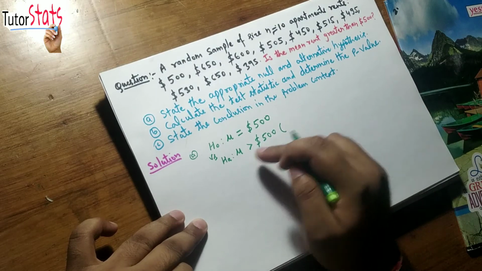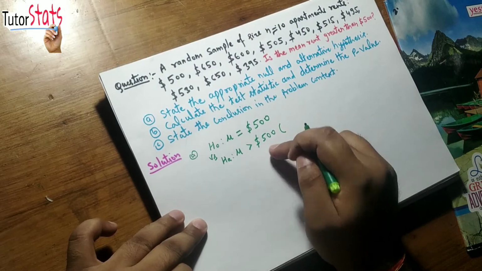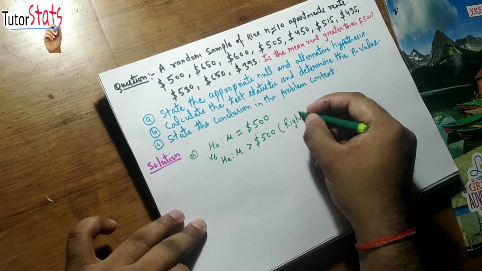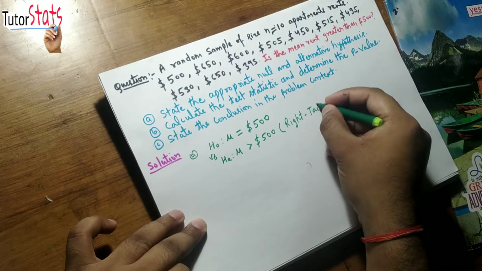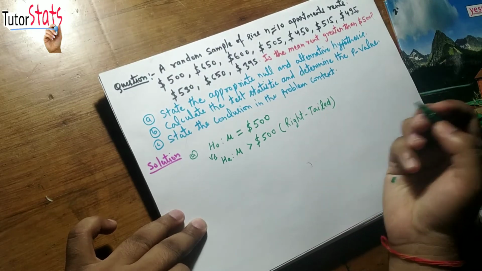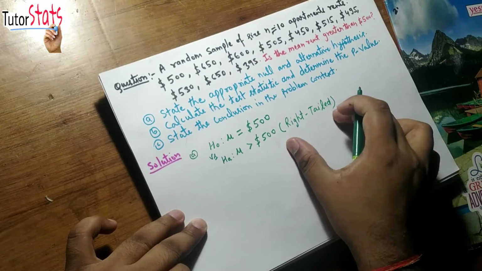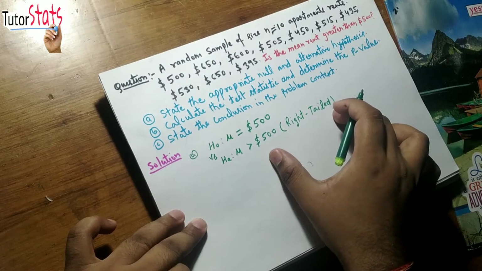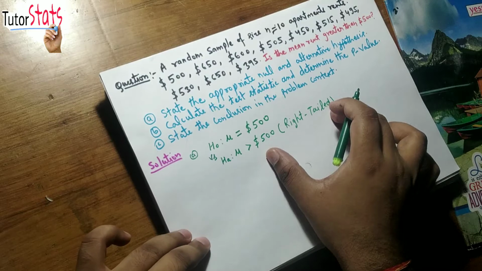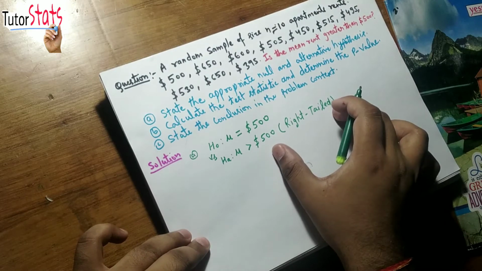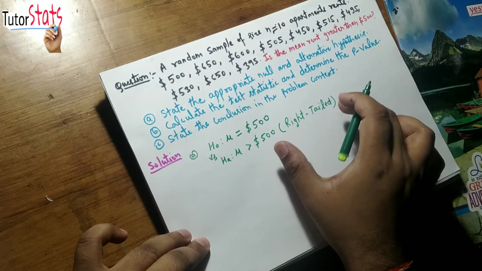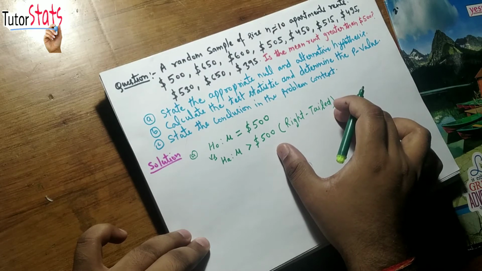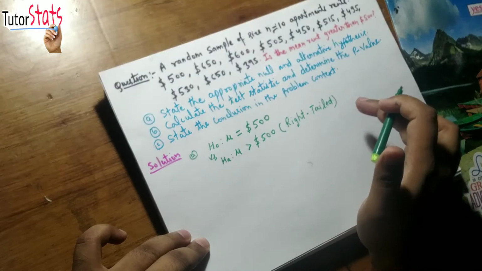and the direction of the alternative hypothesis is right tail. Right tailed means one tailed. So we will use one sample t-test statistic to calculate the test statistic value, and on the basis of the test statistic value we will calculate the p-value at a right tail.